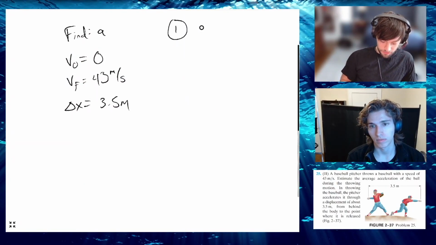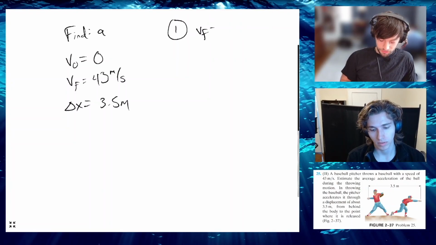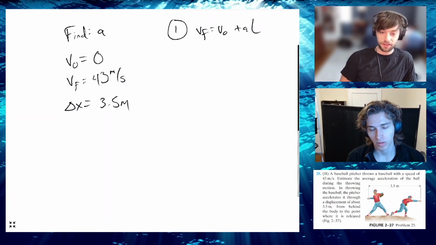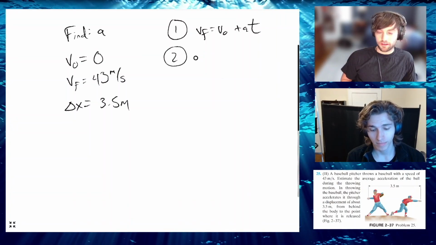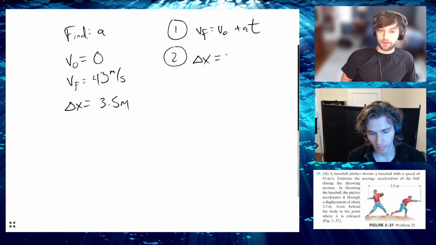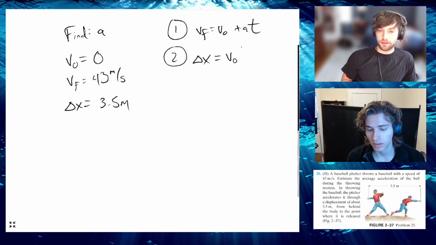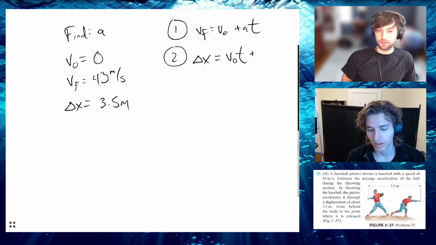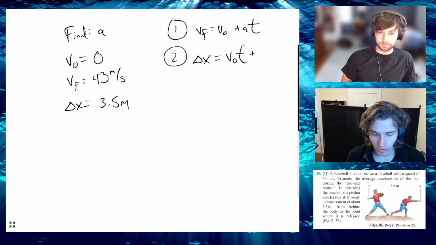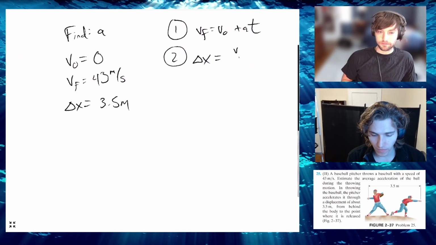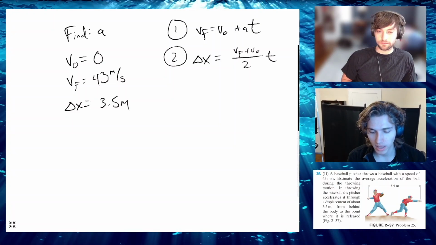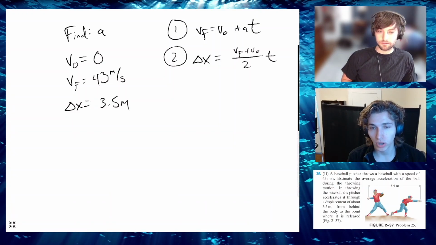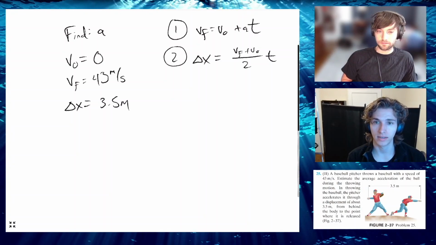Yes. V final equals V initial plus acceleration times time. Nice. How about the second one? Let's see. Delta X equals V final plus V initial divided by 2 times time. Nice. Yeah, that's a different one. V final plus V initial over 2 is the average velocity.